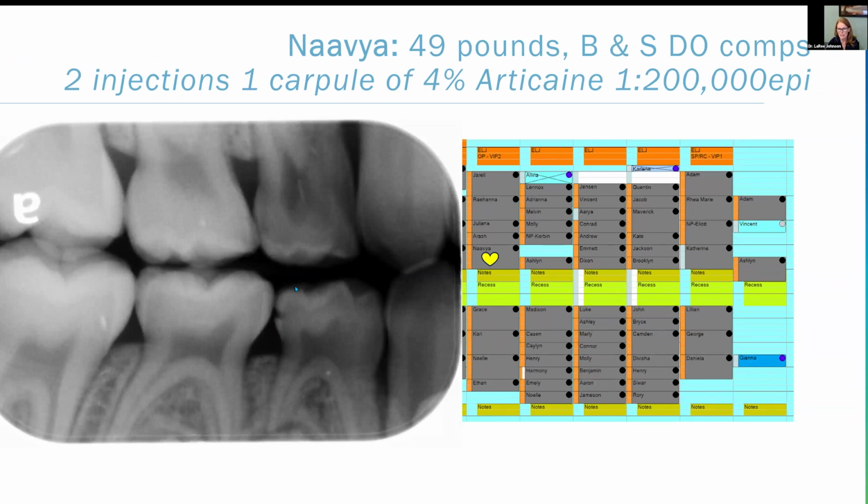All right, let's look at Nadia, 49 pounds. We're doing DOs on BNS. And again, looking pretty good. And ironically, we always think of the mandible like that's the easy one. We start there, so if we dull our needle or if we have a hard time with it, whatever the situation is going to be.